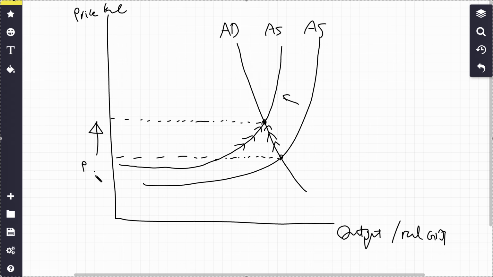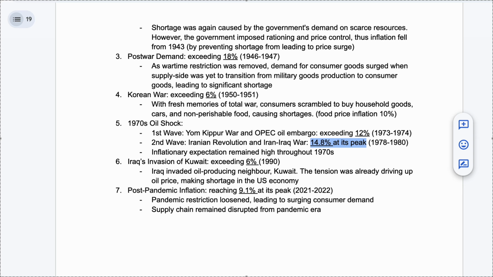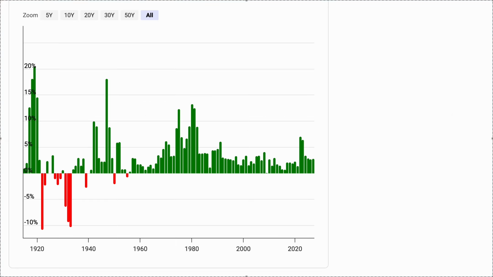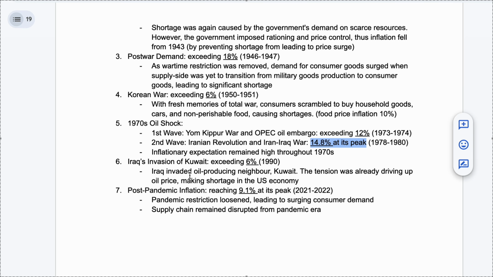Okay, so price one and price two, and that happened throughout the 1970s. Remember, there are two big waves. The first one, which was the Yom Kippur War, and the second one, which was the Iranian Revolution and the conflict, a very big conflict between Iran and Iraq. Very catastrophic war in the region, but it had a catastrophic effect on the U.S. economy too. And I should also note that inflationary expectation remained high throughout the 1970s too.